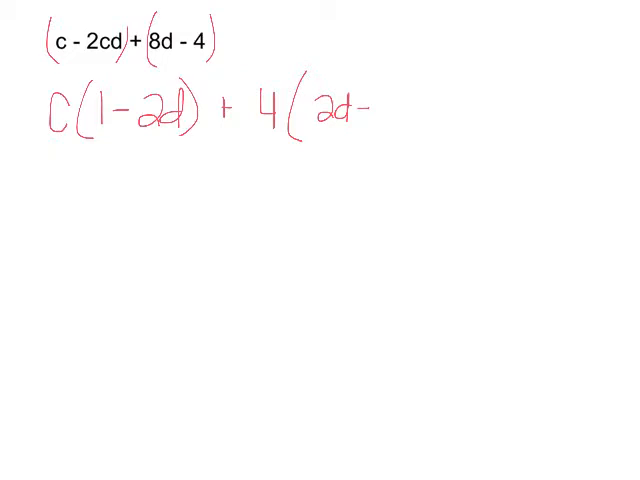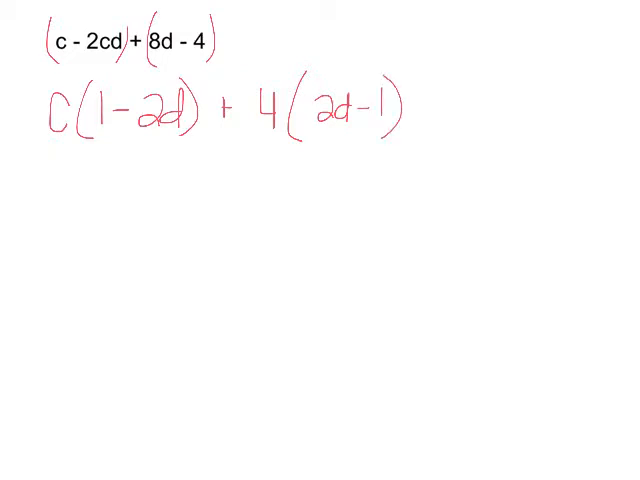I want you to pause the video and try this one on your own. So the first thing that we're going to do is group. And when I factor out, I'm going to factor out a c. So I have c times 1 minus 2d plus, and then on my second one, I'm going to factor out a 4. So I have 4 and then 2d minus 1.